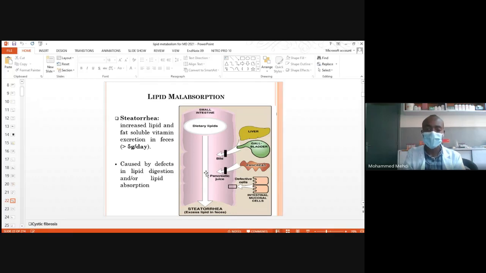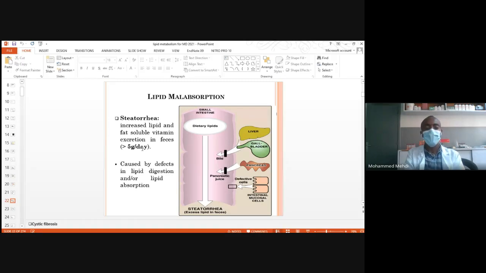Different intestinal diseases also cause steatorrhea. So this is a disease state. Whenever we find excess lipid in the stool, we call it steatorrhea. Increased lipid and fat-soluble vitamin excretion in the feces is called steatorrhea. A normal person has less than 5 grams per day of fat in the stool, but in steatorrhea there will be more than 5 grams per day excreted through feces.